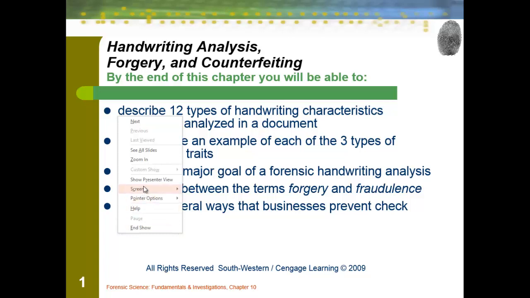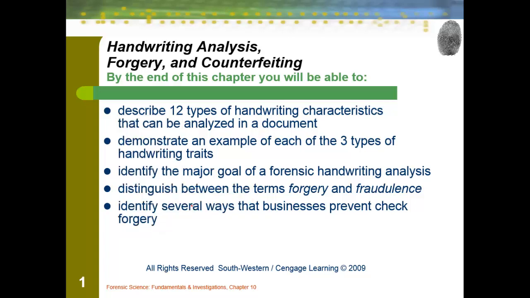We're going to start into our new chapter on handwriting analysis, forgery, and counterfeiting. As we begin this chapter, what we're going to be looking at today is going to start out in handwriting analysis. But to begin with, we're going to look at the 12 types of handwriting analysis and the characteristics when we're looking at a document. We're going to look at each of those examples, basically breaking those into 3 different types of handwriting.